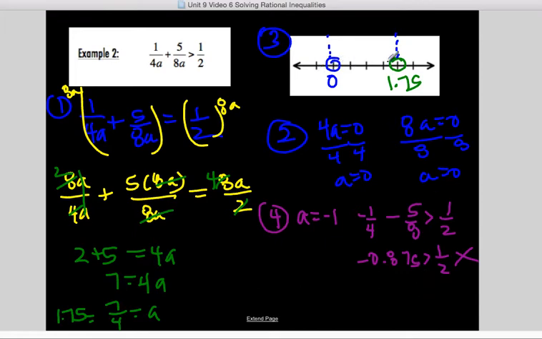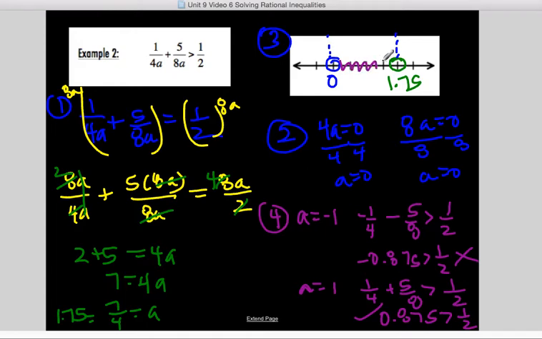A number in between 0 and 1.75, we check. We would do a is equal to 1. So if I plug in 1, I'd have 1/4 plus 5 over 8. Is that greater than 1/2? If you type in 1/4 plus 5 over 8, that's going to give you 0.875. Is it greater than 0.5? Yes, it is. So this one works out. So that means where 1 is, I would shade.